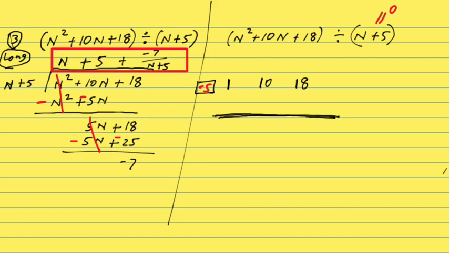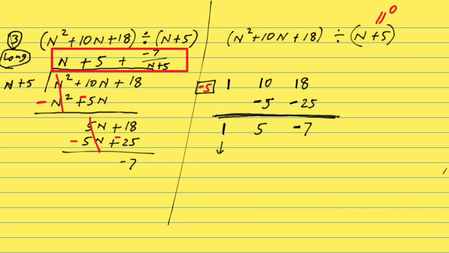I don't want to go too fast. There is a procedure now. The first number, this 1 right here, simply comes down. Then you multiply. What's negative 5 times 1? Negative 5. You put it here and add. That would be 5. Negative 5 times 5 is negative 25. You put it here and add.